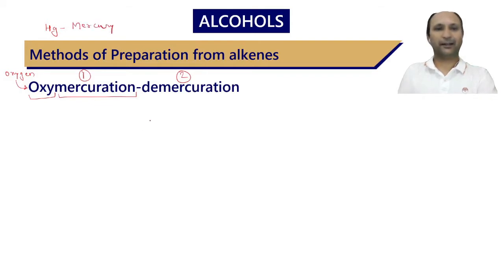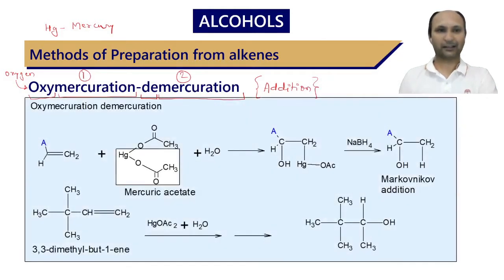mercury. And similarly, the second reaction, that is demercuration, again comprises two words. The first is de and the second is mercuration. So de stands for removal of something. So the second reaction will show us how the mercury is removed, and these kinds of reactions belong to the class of addition reaction. And let us see our reaction, oxymercuration demercuration, and here is our alkene.